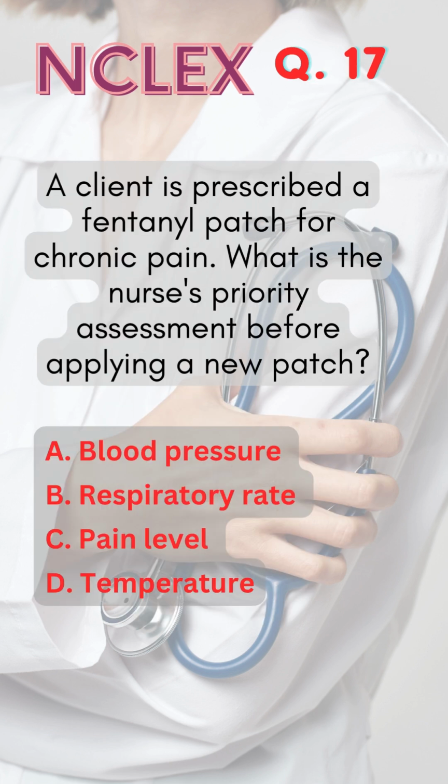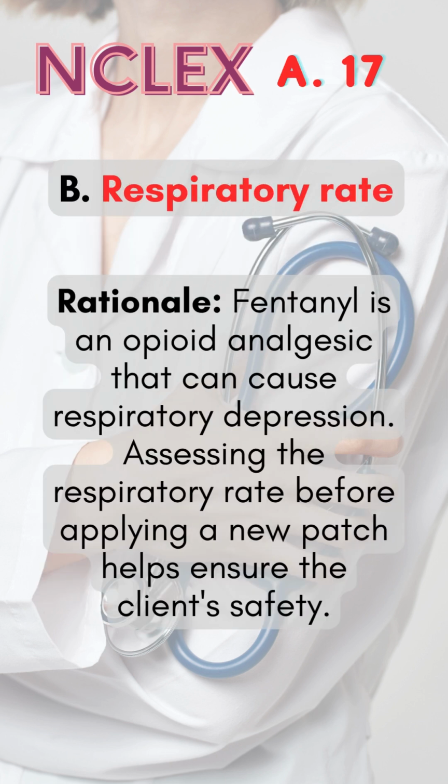Question. A client is prescribed a fentanyl patch for chronic pain. What is the nurse's priority assessment before applying a new patch? A. Blood pressure. B. Respiratory rate. C. Pain level. D. Temperature. Answer: B. Respiratory rate. Rationale: fentanyl is an opioid analgesic that can cause respiratory depression. Assessing the respiratory rate before applying a new patch helps ensure the client's safety.